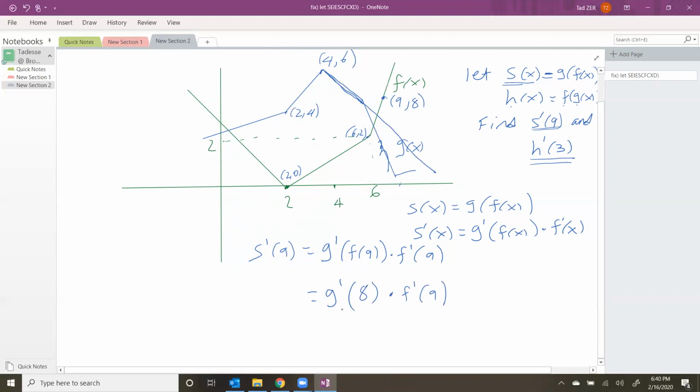Now the question is, where do I find the derivative of g at 8 and the derivative of f at 9? The answer is, the derivative means the slope of the graph of f, or the slope of the tangent line to that graph. In our case, each piece you see here is a line. So you need to find the slope of that line. That will give you exactly this. So for example, let's see g. g prime at 8 means the slope of that line at 8.